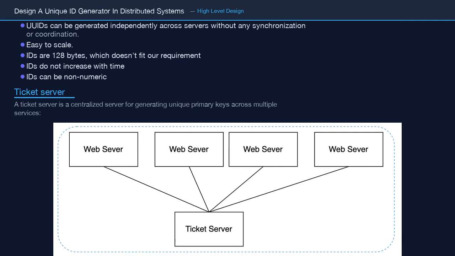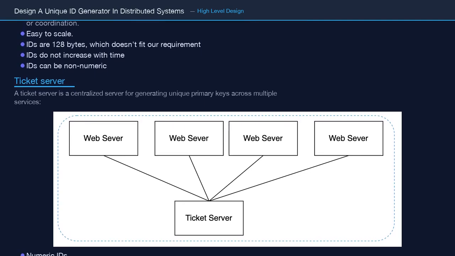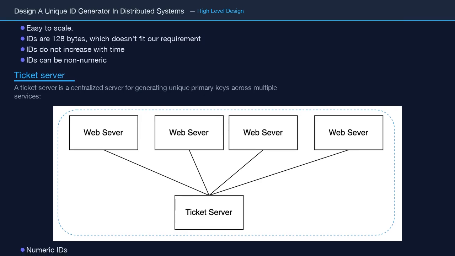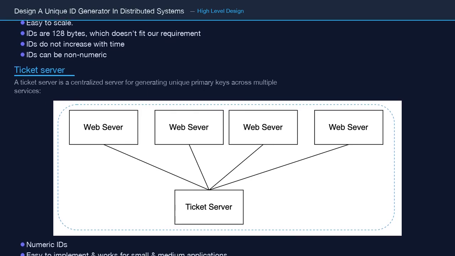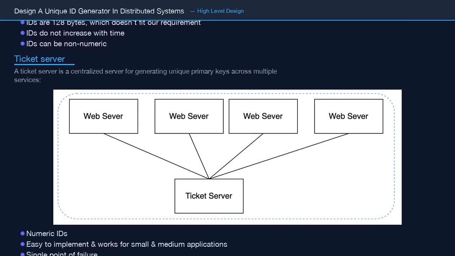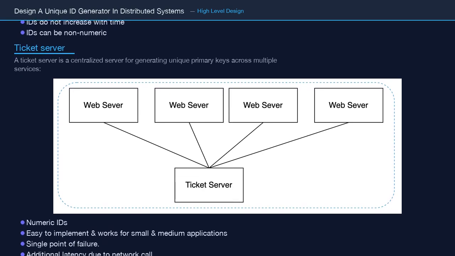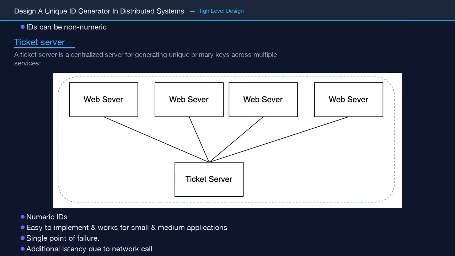Now let's look at the ticket server approach. A ticket server is a centralized, dedicated server whose sole job is to generate unique primary keys for all the other services that need them. On the plus side, the IDs it produces are numeric, and the whole setup is straightforward to implement. It works well for small to medium-scale applications.